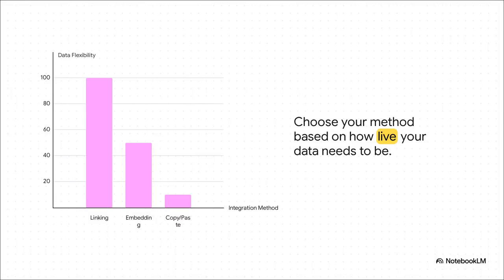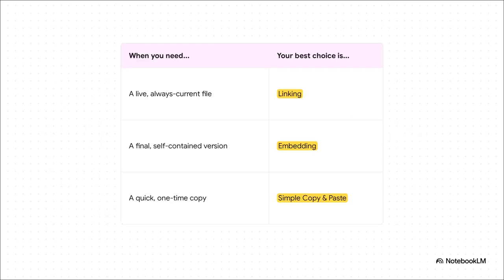Okay, let's bring it all home. How do you decide which one to use? It really just comes down to one question. How live does your data need to be? If your data is live and it's definitely going to change, you want to link it. If you need a final unchangeable version, you embed it. And if you just need a quick one-off grab and you don't care about updates, then a simple copy and paste is totally fine. So look at this table.